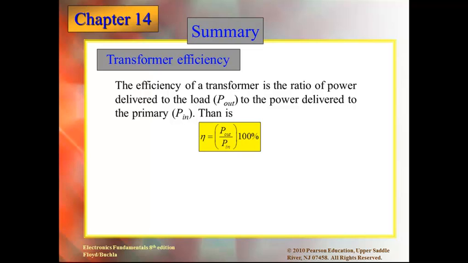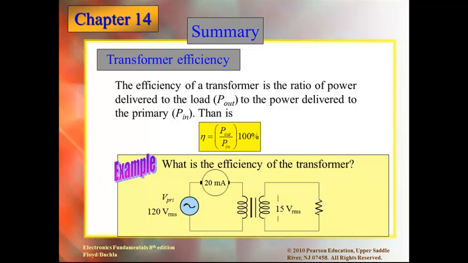Efficiency can be calculated. We know that there's all those losses, and like we said, no such thing as an ideal transformer. So just to look at the power out divided by power in is going to give us an efficiency figure. We multiply times 100% to put it into a percentage, so we know how efficient the transformer is.